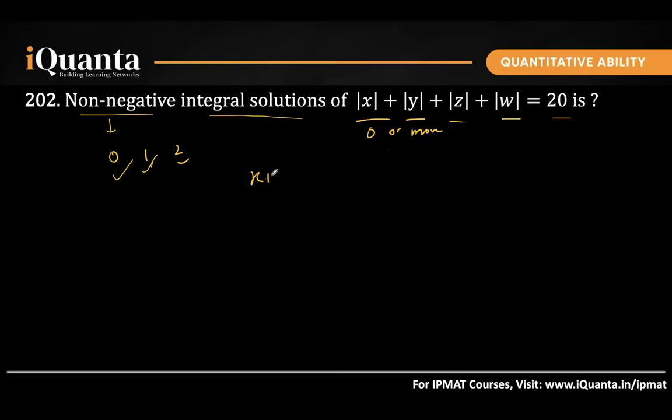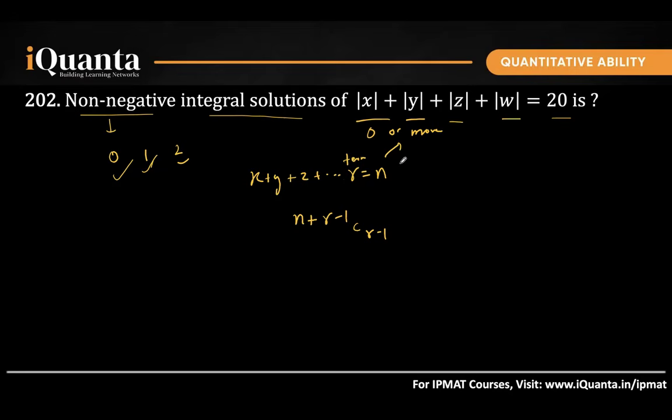So what is the total number of non-negative integral solutions for something like this? If the sum of r terms, x plus y plus z plus up till r terms, is equal to n, then the total number of integral solutions is n plus r minus 1 c r minus 1, okay, where r is the number of terms.